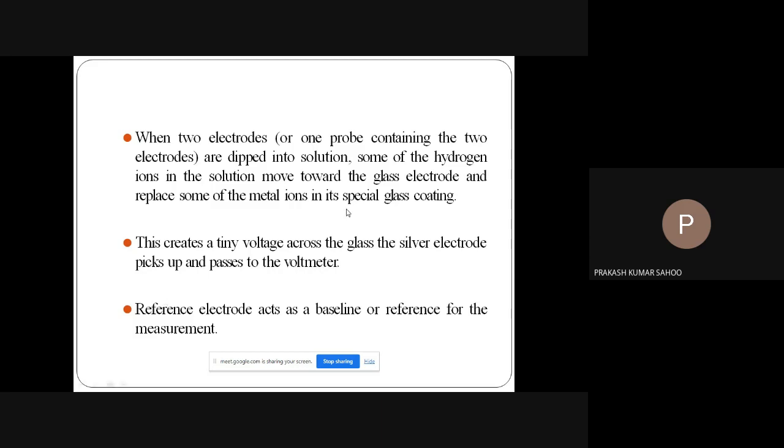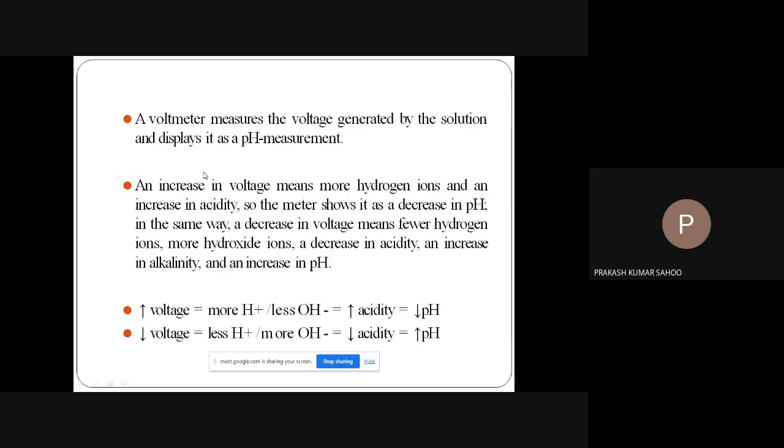So here what happened, the solution which we have put in the cell will react with or has an effect towards the glass electrode, which consists of the silver chloride cell. So that's why the change in potential will be highlighted in the voltmeter. A voltmeter measures the voltage generated by the solution and displays it as a pH measurement. So the change in voltage displays as a pH change. An increase in voltage means more H plus and less OH minus, and the solution is acidic and the pH will be down.